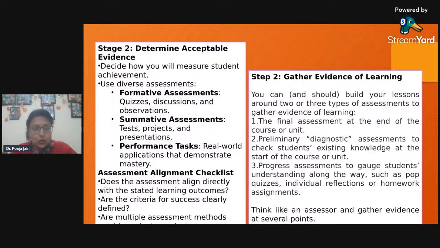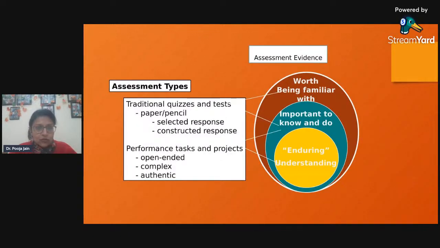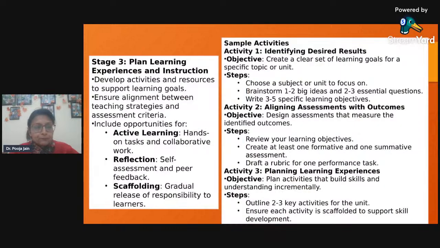Right? So, moving on. I have talked about the assessment types, what is worth being familiar with, what is important to know, and what can endure understanding, and how you can have traditional assessments and performance based tasks and projects, right? Let's move on to step 3 or stage 3. Stage 3 is after we've gathered evidence. Say you've conducted a diagnostic test before a particular unit, and you have the evidence to test children's prior knowledge.